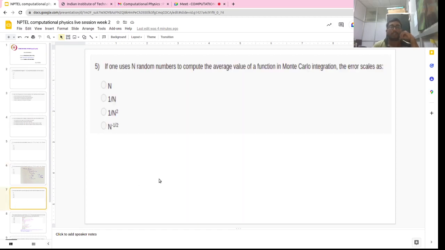I think this has been discussed beforehand also. If one uses n random numbers to compute the average value of a function in Monte Carlo integration, the error scales as, can anyone tell me what the answer will be?